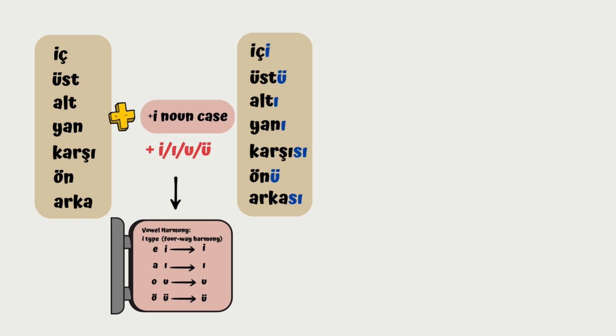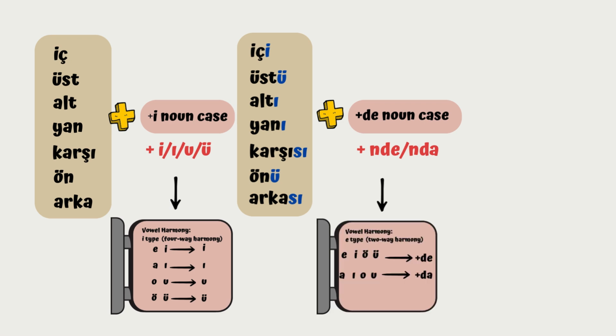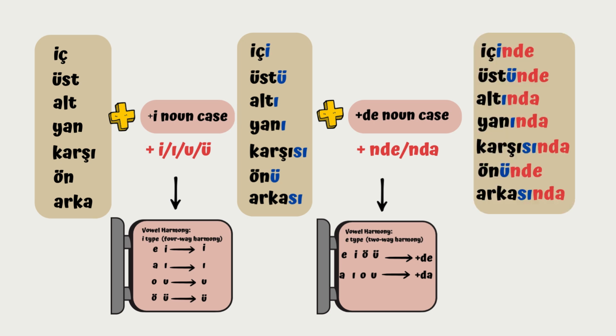And on top of these we put de da noun case, but in this form, for this form is nında, ında. Again we follow A-type two-way vowel harmony for this ending, for this noun case, if you remember. So içi becomes içinde, üstünde, altında, yanında, karşısında, önünde, arkasında.